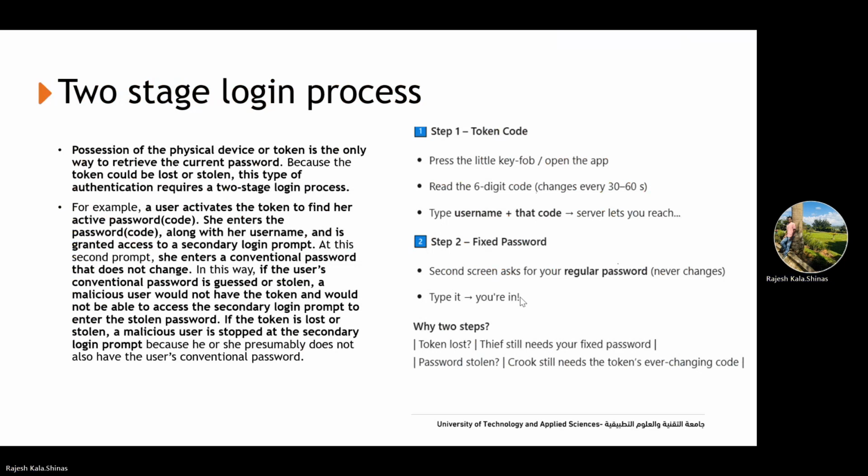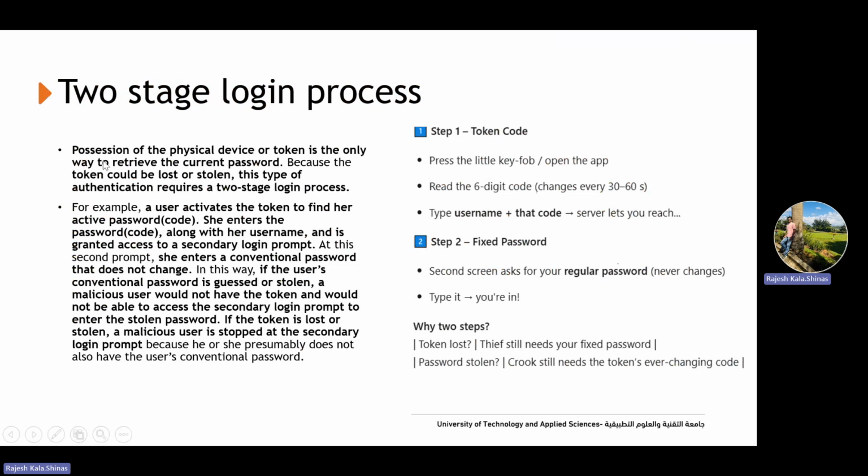Now it is also correct, which means you are entering the system. Why we use two steps is, if you lost the token, or somebody took your token, still the thief or someone who wants to hack needs the fixed password. If they don't know the password, they cannot enter. Again, if somebody stole your password, you still need the token device. The token keeps on changing, every 30 seconds it will change. So we have more security.